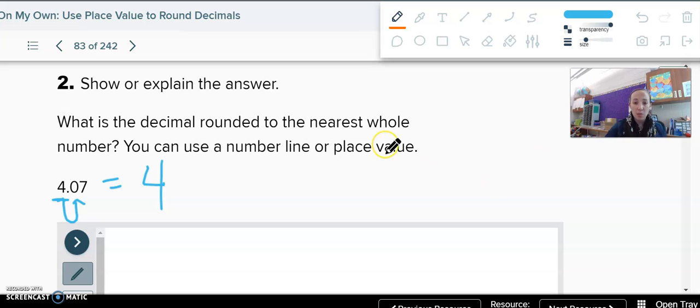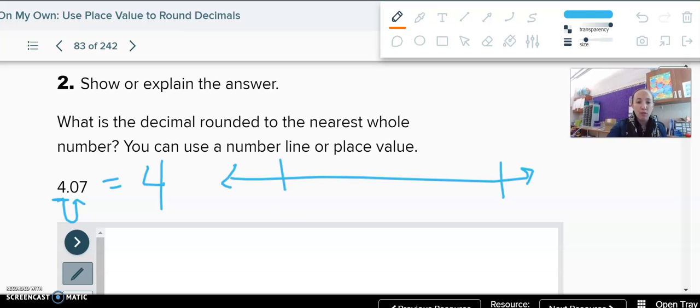If I think of it on a number line, I could say, okay, it's in between 4 and 5. And then 7 hundredths is definitely way down here. So if I think about 4.50, 4 and 50 hundredths being there, 7 is a whole lot less than 50.